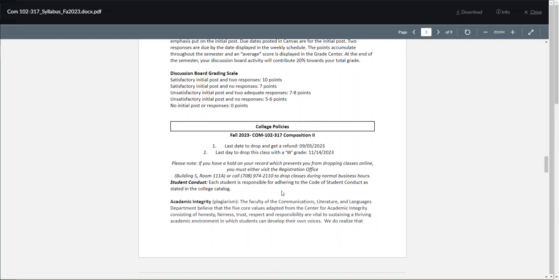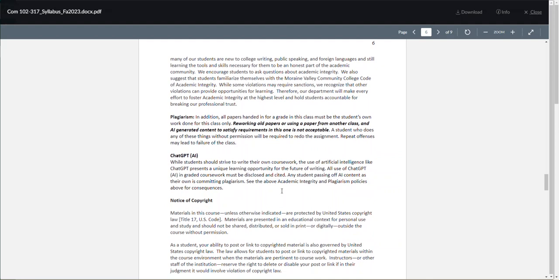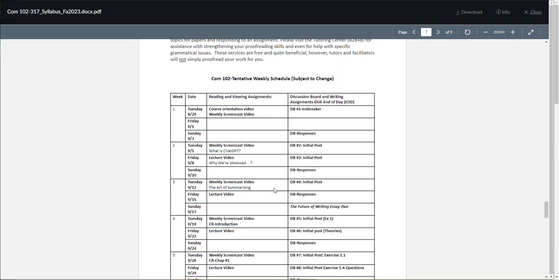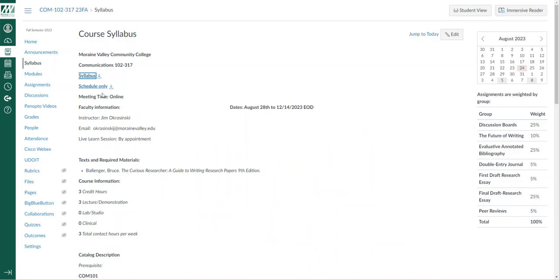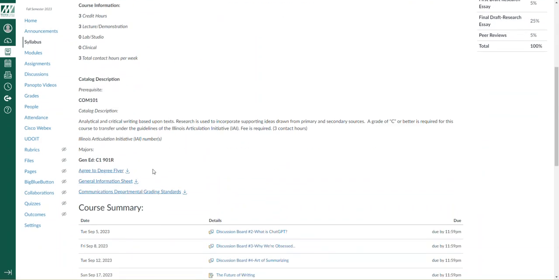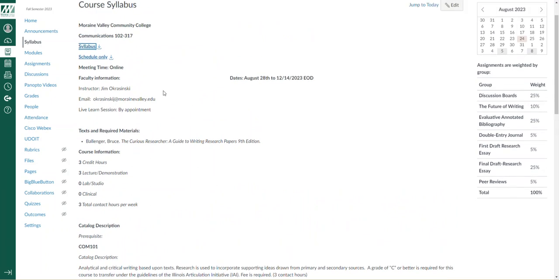In an online class, there is a significant amount of discussion board activity. That is where we build community for an asynchronous course, where people get used to understanding the ideas of your classmates, and you can converse online consistently. So we have that for you. If you want the schedule only to download and print, you can do that. And then I'm required by the college to have the agree to degree flyer, general information, and also the communications departmental grading standards. All of those are available for you to look at and download.